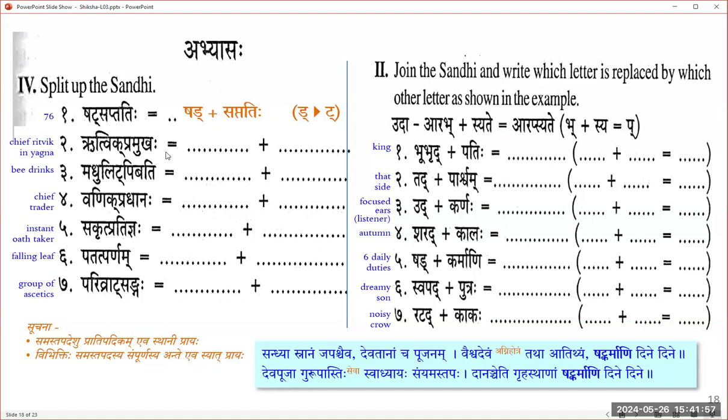Then one more for you. Rutvik Pramukaha. Rutvig plus Pramukaha. Switch to the soft column. That's all. Rutvig plus Pramukaha. So Gakara had changed to Kakara, which we are showing the reversal. Chief Rutvik in Yajna. The Rigveda Pandita, who is the chief in the Yajna.